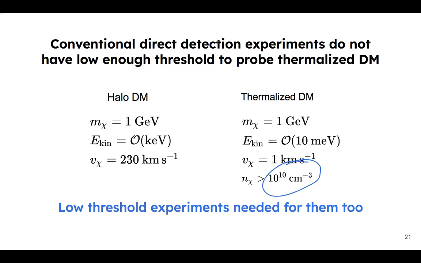But the advantage is that the number density of this dark matter will be much higher. 10 to the 10 is just a conservative number. It could go as large as 10 to the 14 or 15, compared to the order 1 fraction number density for the same mass halo dark matter. So we'll also look for this population of dark matter in addition to the halo dark matter.